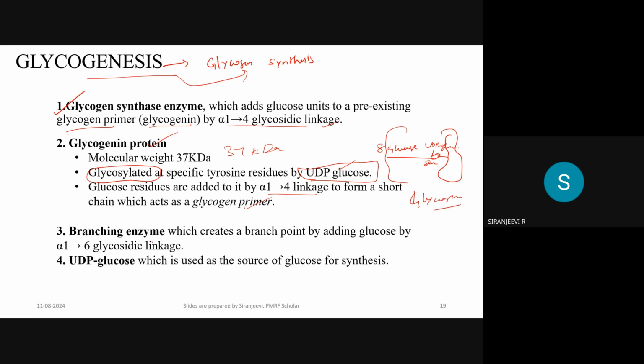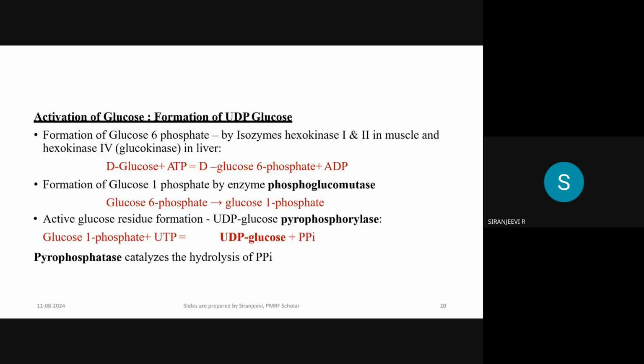Then finally, as I already told, we will have something called branching. The branching enzyme creates a branch point by adding glucose by alpha 1,6 glycosidic linkage, and the whole system is taken care of by UDP glucose, which is used as the source of glucose for the synthesis. Okay, how is UDP glucose formed?